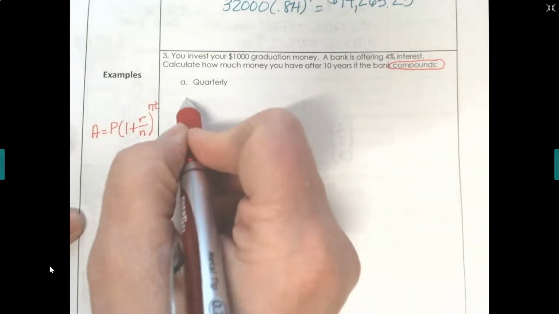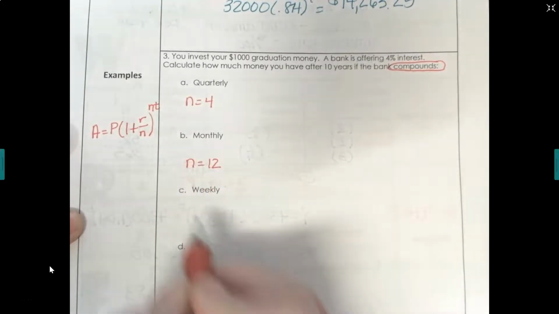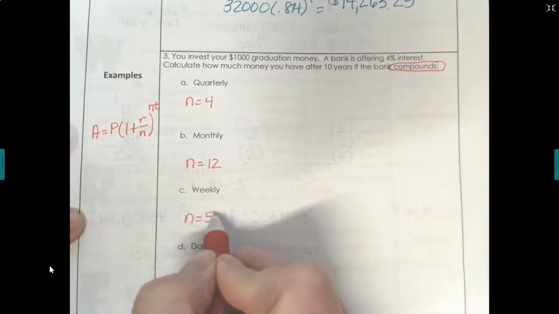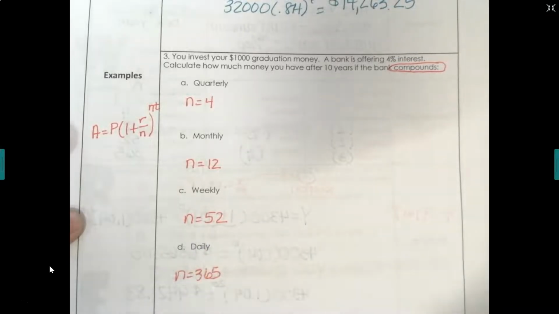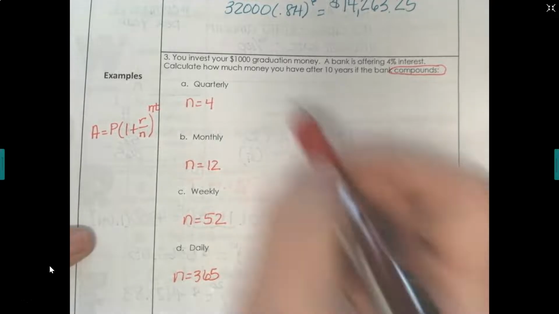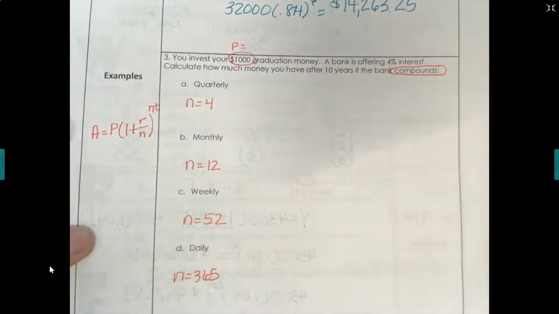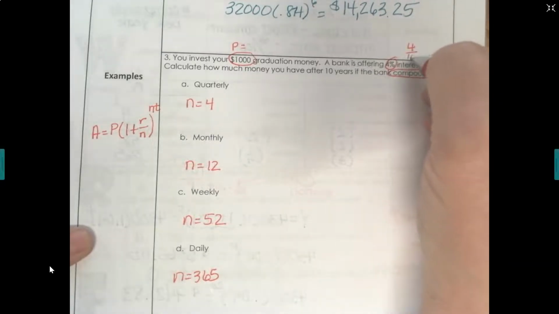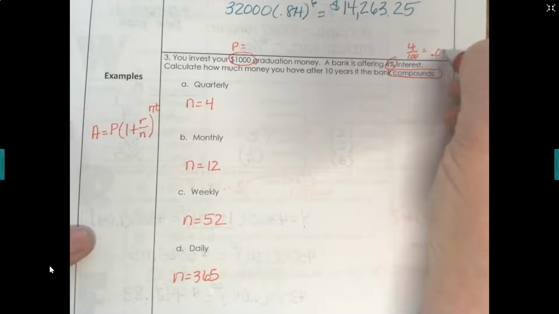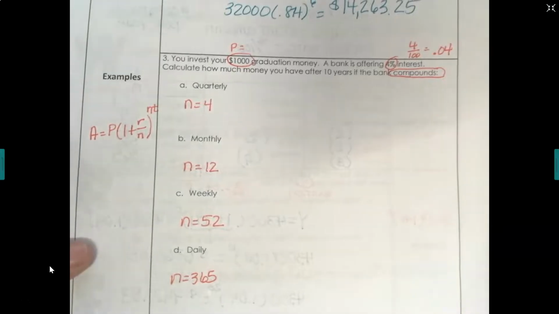Okay, so let's check. Let's get our compounds. Quarterly, remember, was 4. Monthly compounds is 12. Weekly is 52. And daily is 365. Okay, so the $1,000, that's our initial value. So that's what we're depositing in our bank. 4% is our interest. Remember, it's 4 divided by 100, which makes the interest rate 0.04. Okay, and then each problem will be a little bit different because they're going to compound differently.